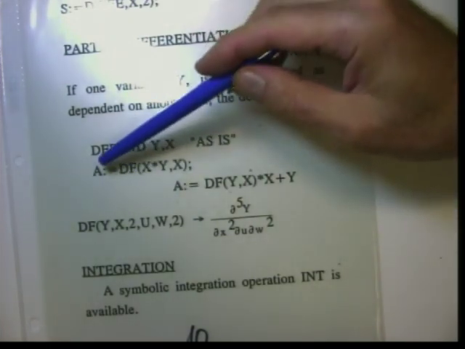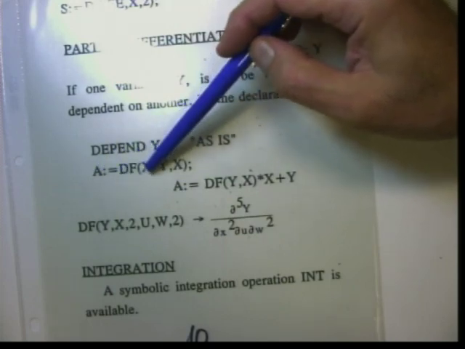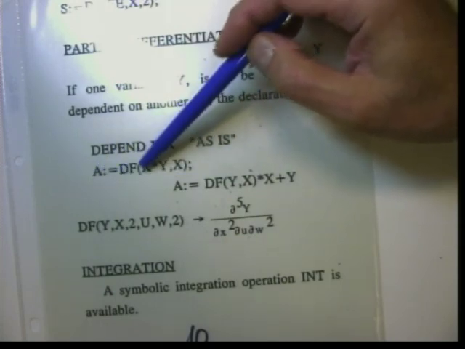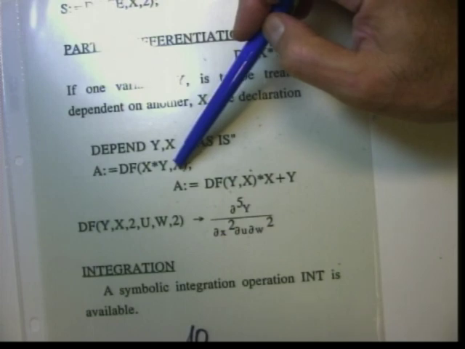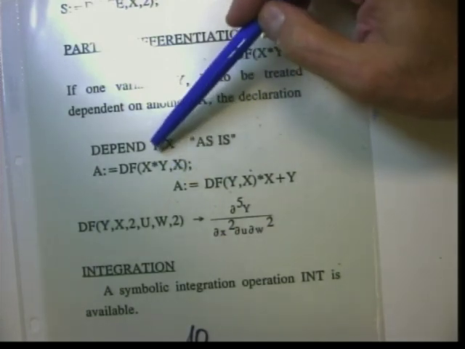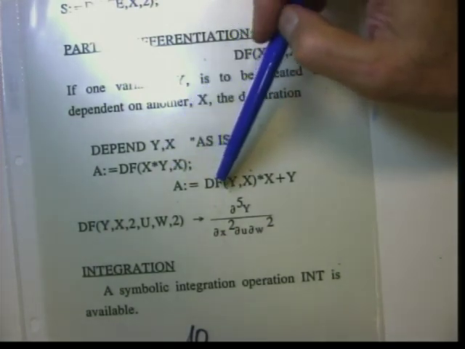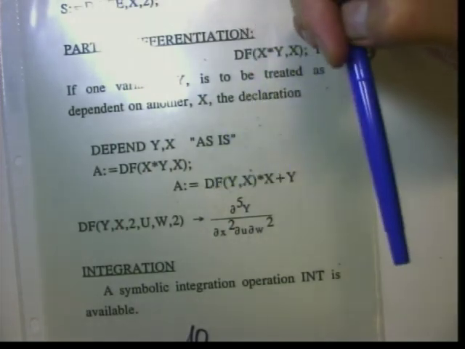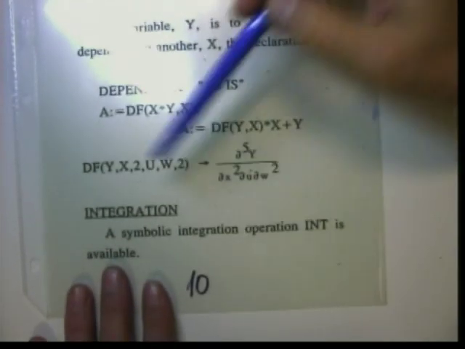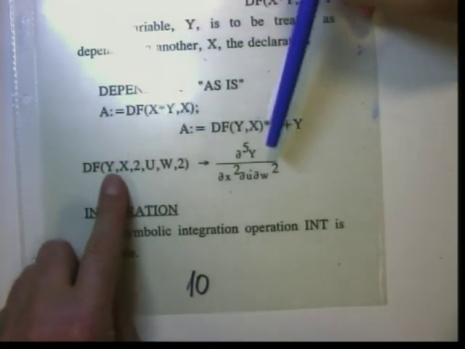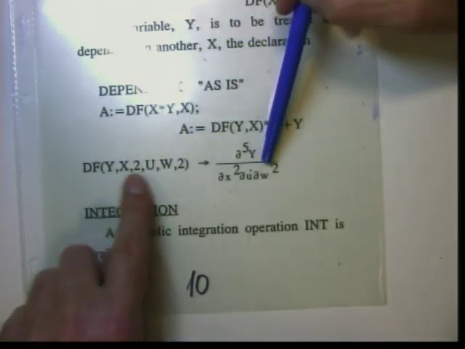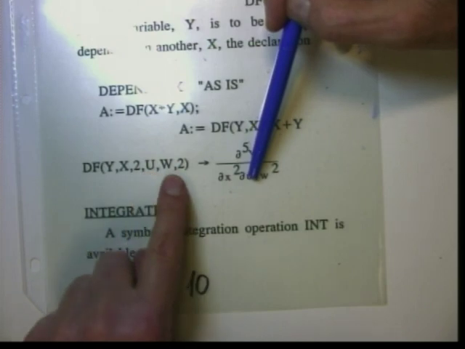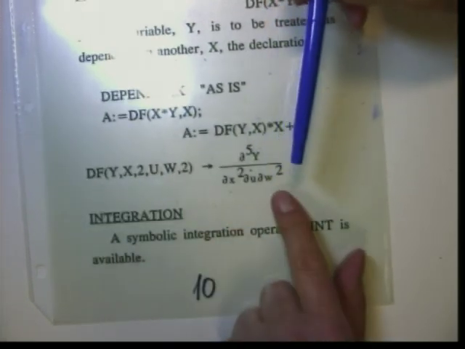Okay, for example, if we want to differentiate x times y with respect to x, and y depends upon x, we will get this result plus y. Okay, so partial derivative y with respect to x 2 times and u and w 2 times. So that is this one.